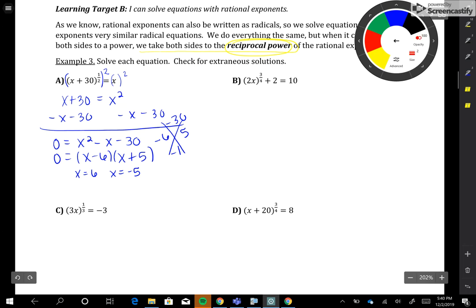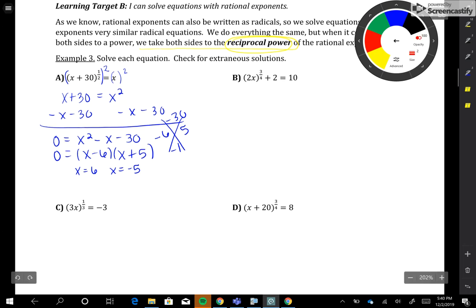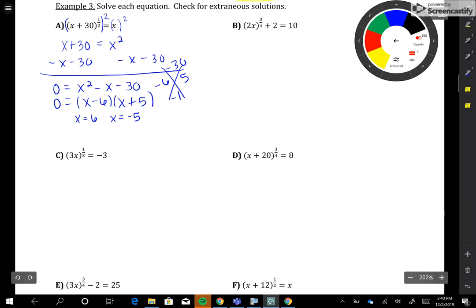So remember, we have to put this in the original equation before we did anything to it. So we are going to take 6 plus 30, and that's raised to the 1/2 power. Does that equal 6? Well, 6 plus 30 is 36 to the 1/2. And yes, that does equal 6 because remember the 1/2 power is the same thing as the positive square root of 36, which is 6. So x equals 6 is definitely a solution.